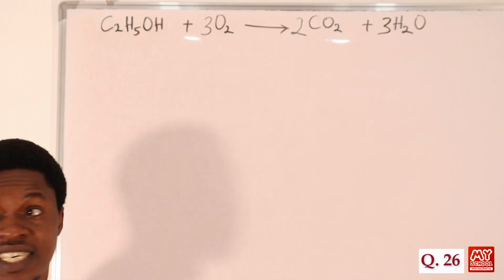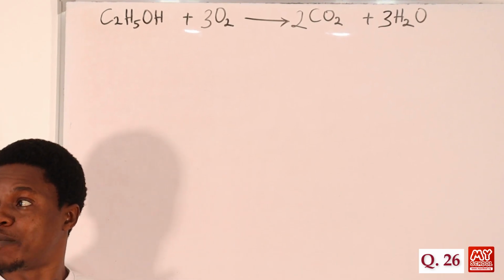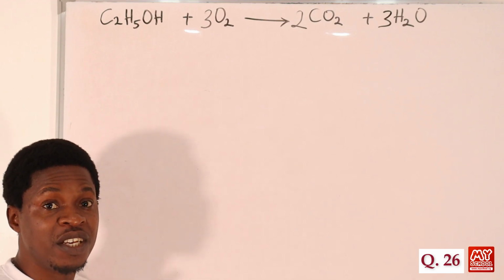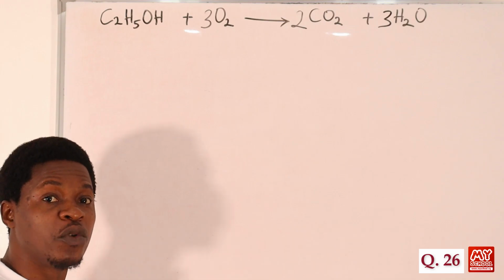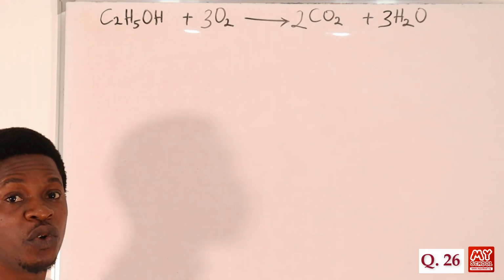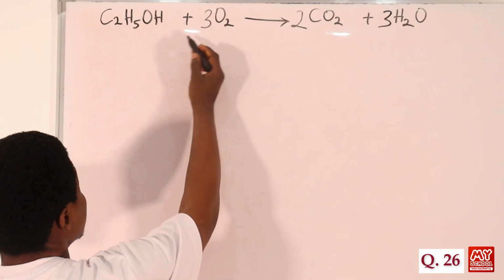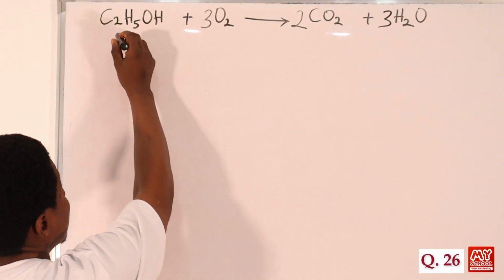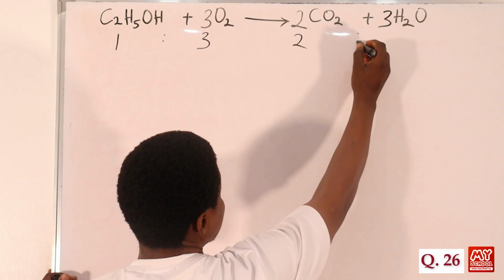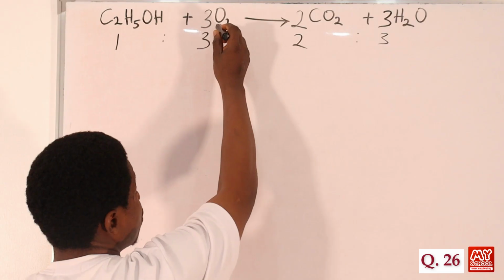So the question says, how many moles of CO2 are produced when ethanol is burnt with 6 grams of oxygen? We are given the mass of oxygen. So that means we are going to compare the number of moles of oxygen to the number of moles of the CO2, the unknown that we want to find. Stoichiometrically, the ratio is 1 to 3 to 2 to 3. But our emphasis will be on oxygen and CO2. We are given this known, and this is the unknown.